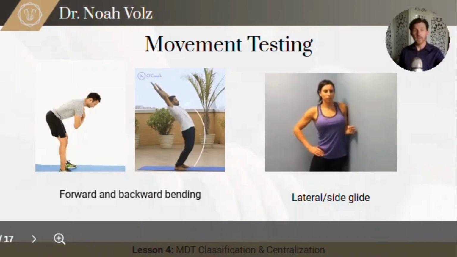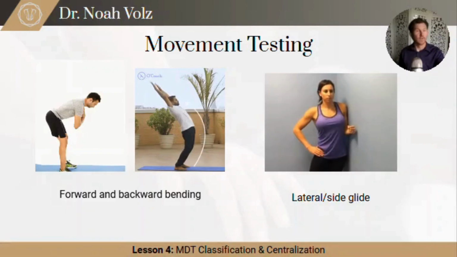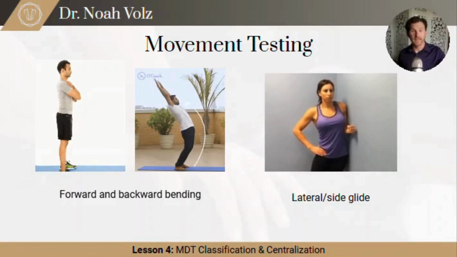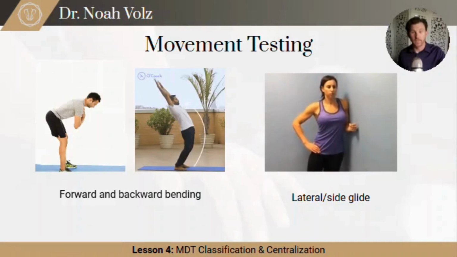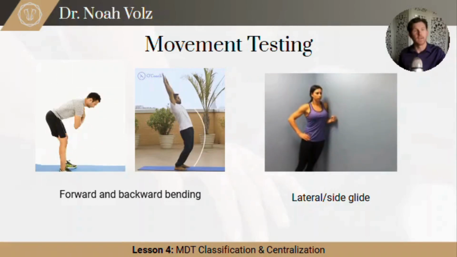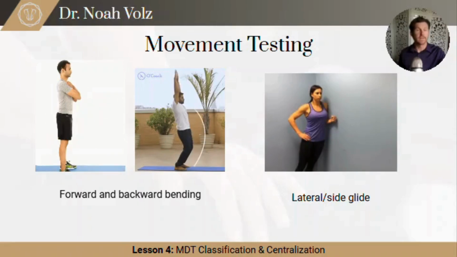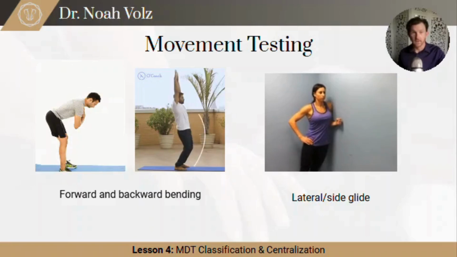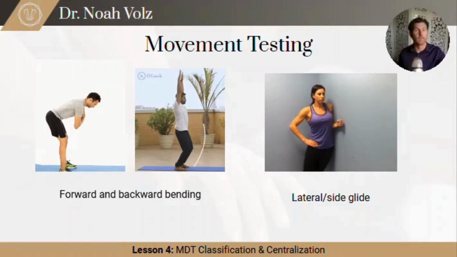So here's the movement testing. The first movement testing is this forward flexion. You're bending forward and you're going to do that about 10 times and you're going to go nice and slow and you're going to see how your pain responds. Does your pain increase? Does your pain decrease? Does it centralize? We're learning how the pain responds to this movement.